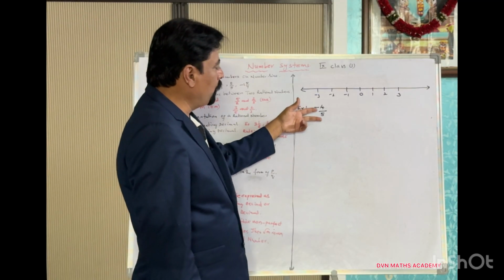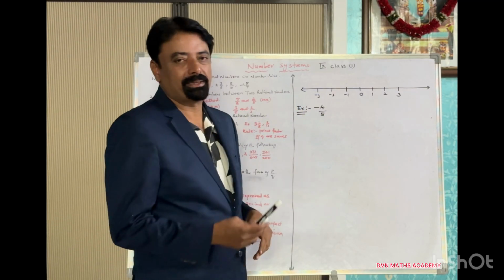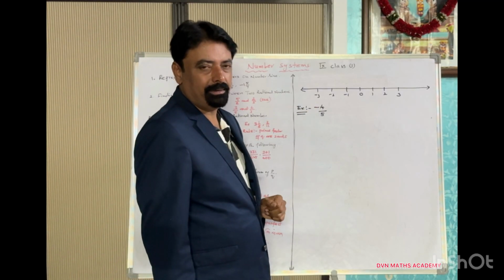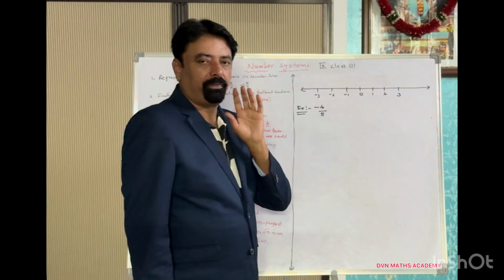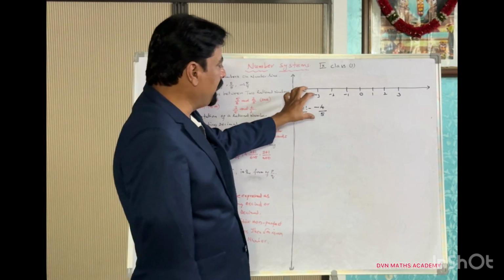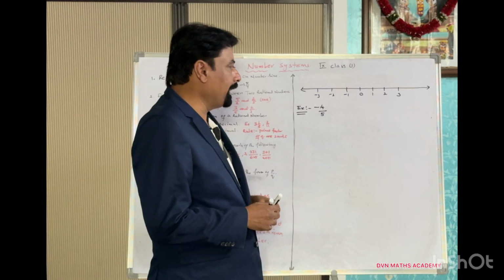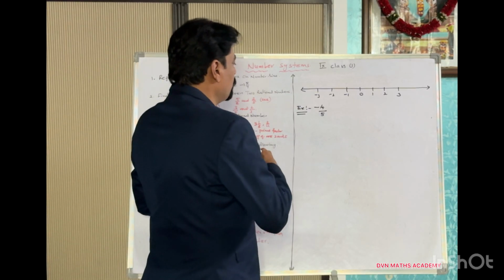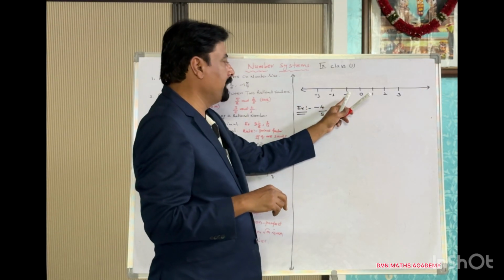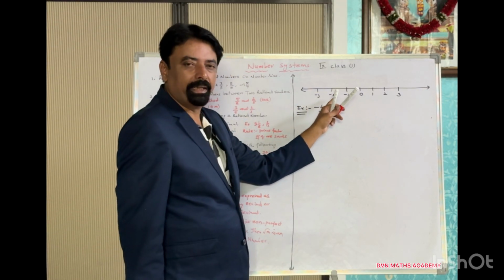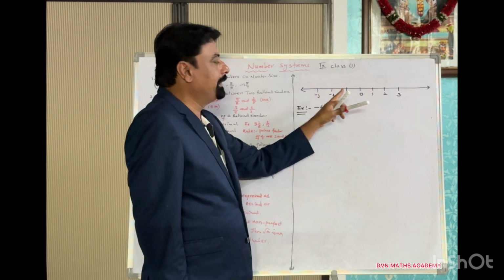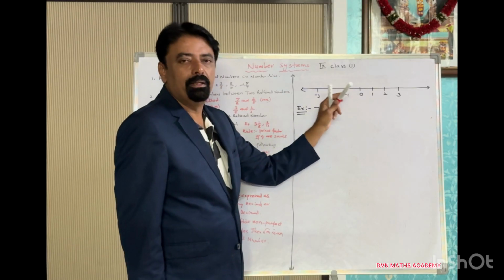The fraction is 4 by 5 because it is a proper fraction. Therefore, all proper fraction values are less than 1. By that, every student should know that this value will be in between 0 and minus 1, because it is a proper fraction and the negative symbol is there. Therefore, it will lie between 0 and minus 1.